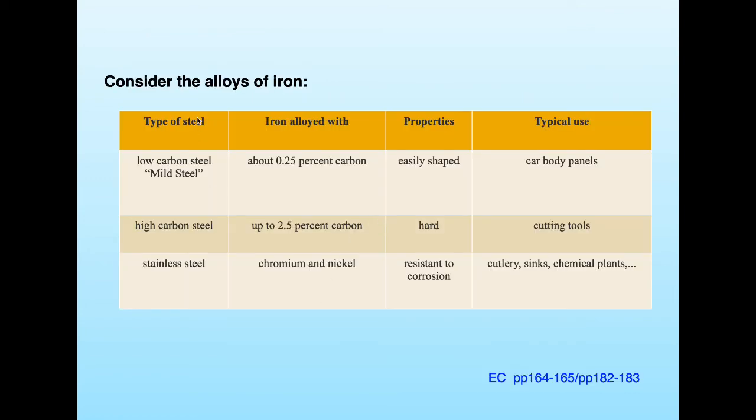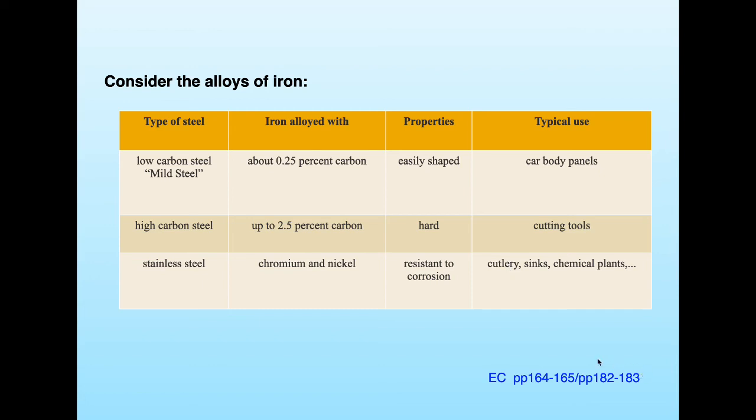These are the alloys of iron that it's worth you remembering. So mild steel has got about 0.25% carbon, and we use it in car bodies. High carbon steel is harder, with a higher percentage of carbon, and we use it in cutting tools. And stainless steel with chromium and nickel is resistant to corrosion, and we can use it in sinks and cutlery and chemical plants.